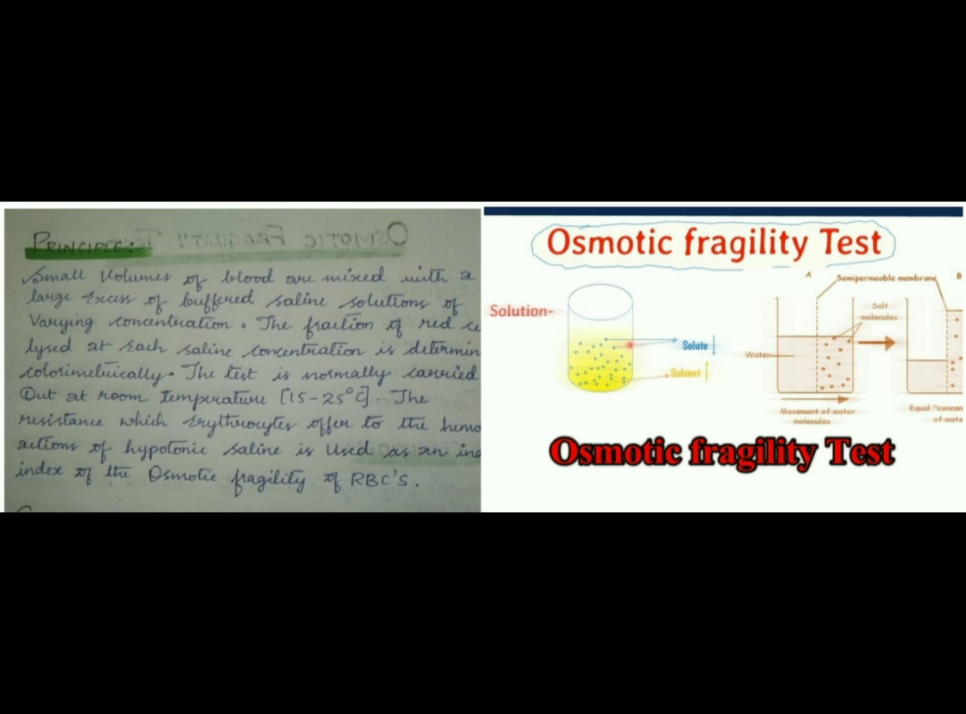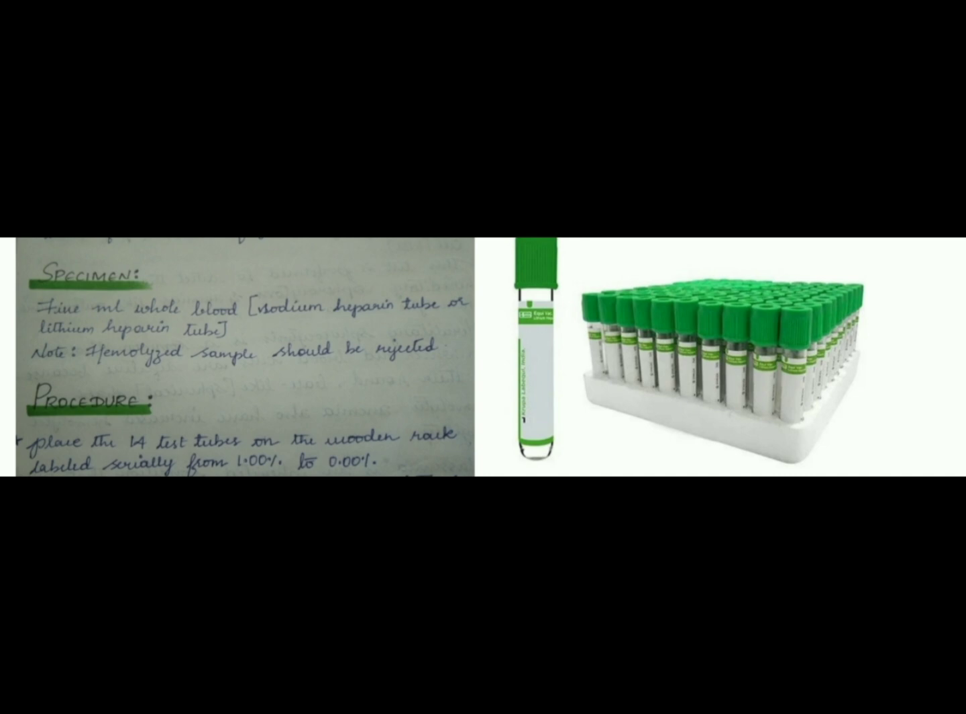The test is normally carried out at room temperature, 15 to 25 degrees Celsius. The resistance which erythrocytes offer to the hemolytic action of hypotonic saline is used as an index of the osmotic fragility of RBCs. The specimen required is 5 ml of whole blood.